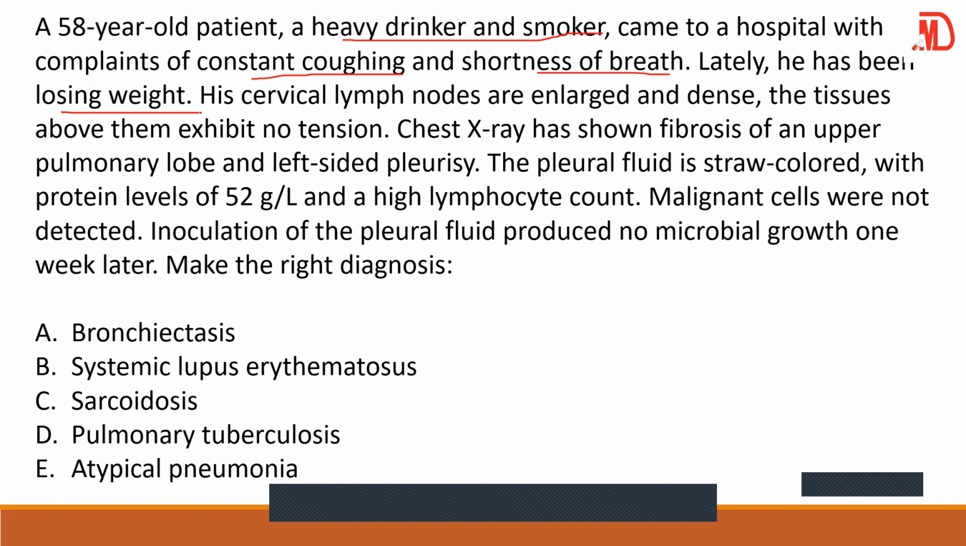Now, his cervical lymph nodes are enlarged and dense. The tissues above them exhibit no tension. Chest X-ray shows fibrosis of an upper pulmonary lobe and left-sided pleurisy. The pleural fluid is straw-colored with a protein level of 52 grams per liter and a high lymphocyte count. So again, something is happening. But look at it.